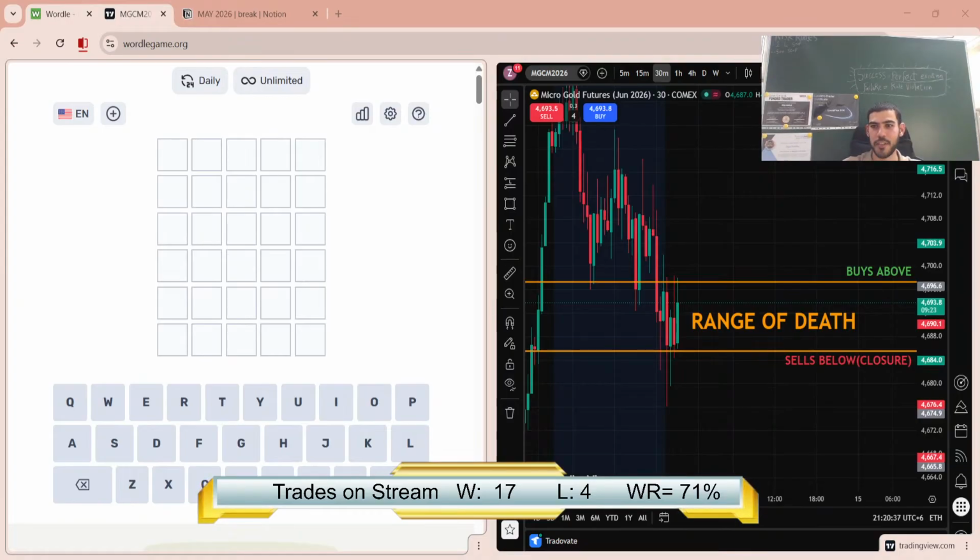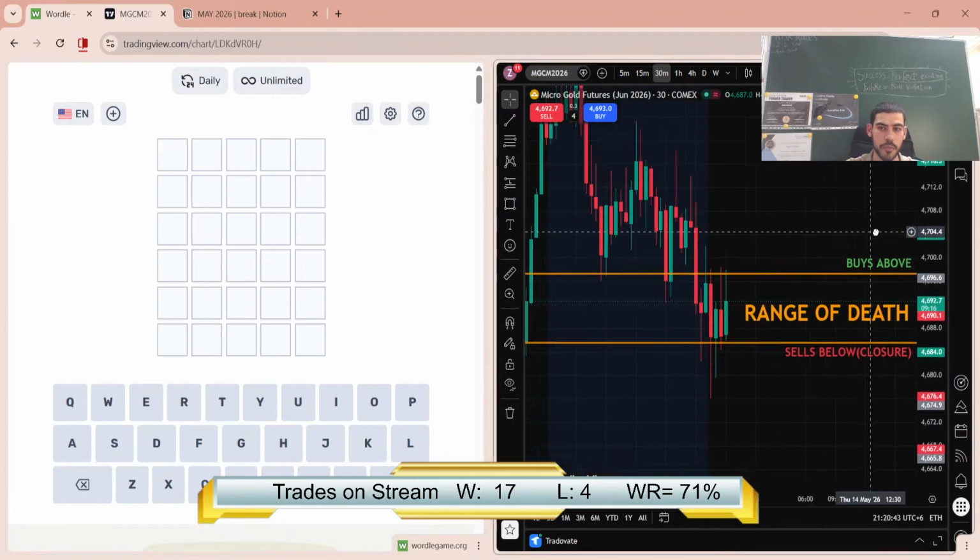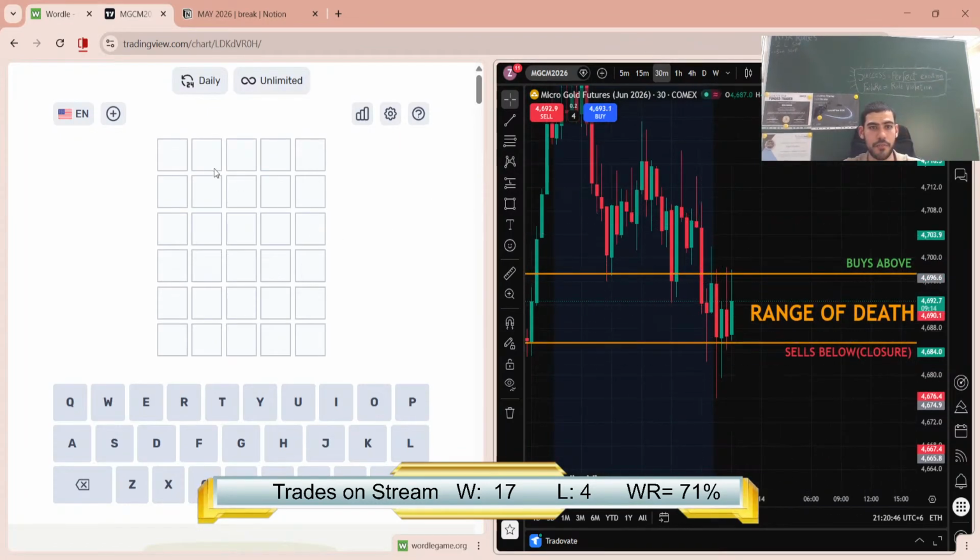Perfect setup right here, and we have some nice volume. As long as it will leave this range, we have nice volume.